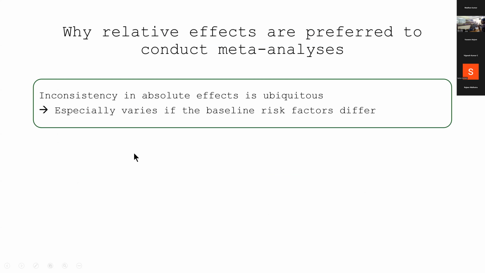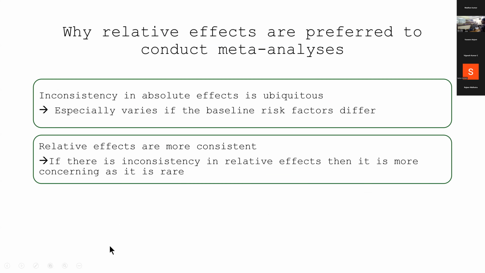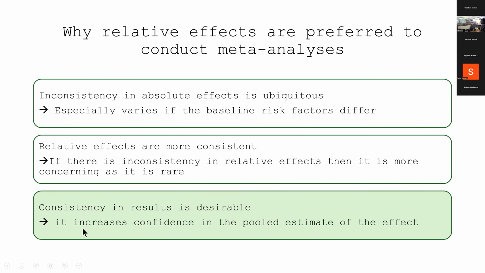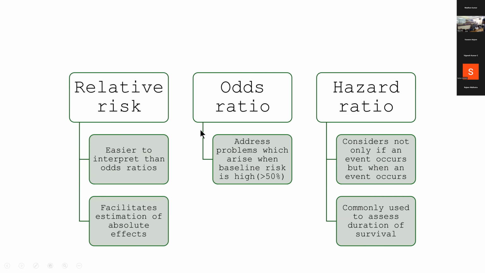One is because if you use absolute effect, you will have inconsistency across all the different studies in your review. And if you use relative effects, it's more or less consistent. And for you to compare between different studies, you want the effects to be consistent. So that's why we choose relative effects. So mostly, you would have seen relative risk being presented in summary of findings table, because this is very easy to interpret, and it also helps you to calculate your absolute effect.